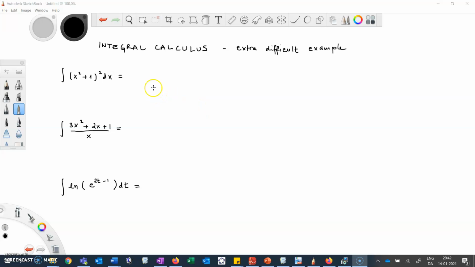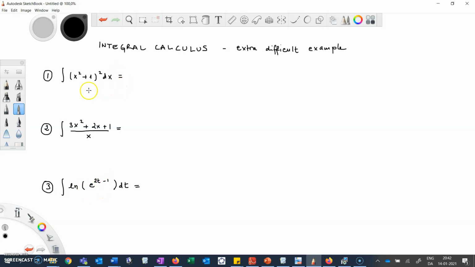In this video, I want to present you some extra difficult examples. They are actually some examples that can be solved quickly if one recognizes maybe what there is to do. You see it here. So the first one, it's actually a polynomial squared. The second one, it's an algebraic fraction. And the third one, it's something that contains logarithms and exponential.